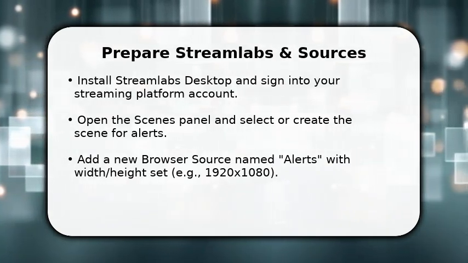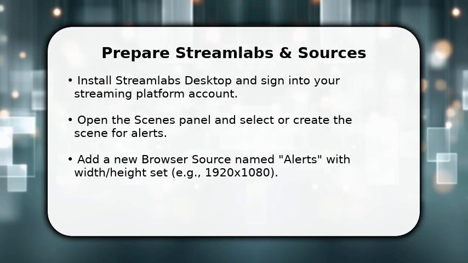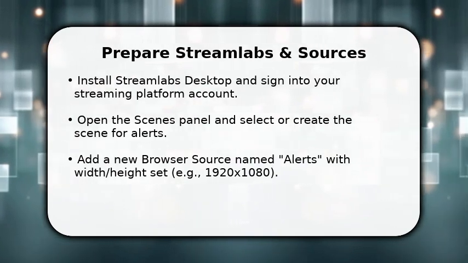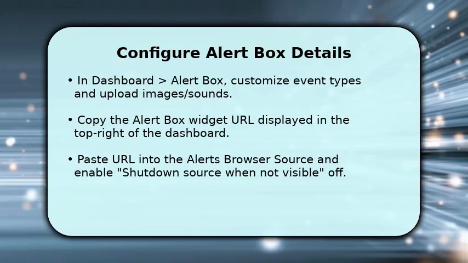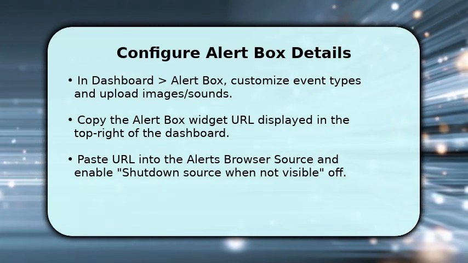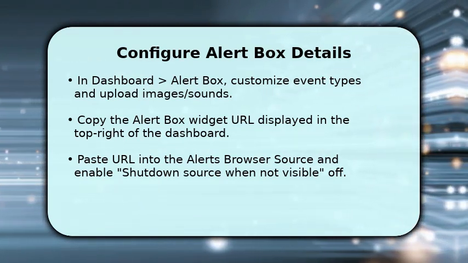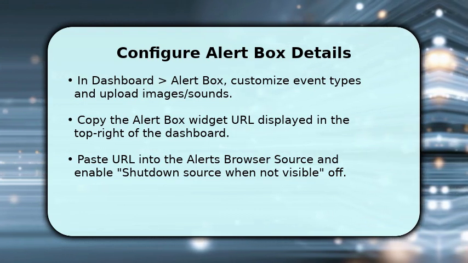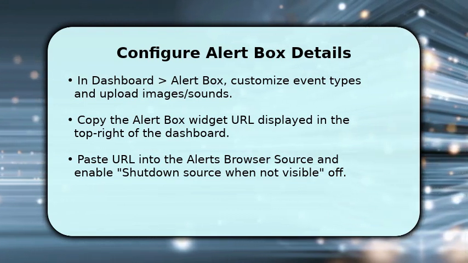Now you move into Streamlabs dashboard and open Alert Box to configure events such as follows, donations, and subscriptions. This is where you adjust duration, layout, and media so alerts match your brand. Copy the provided widget URL. That URL is the live alert feed.